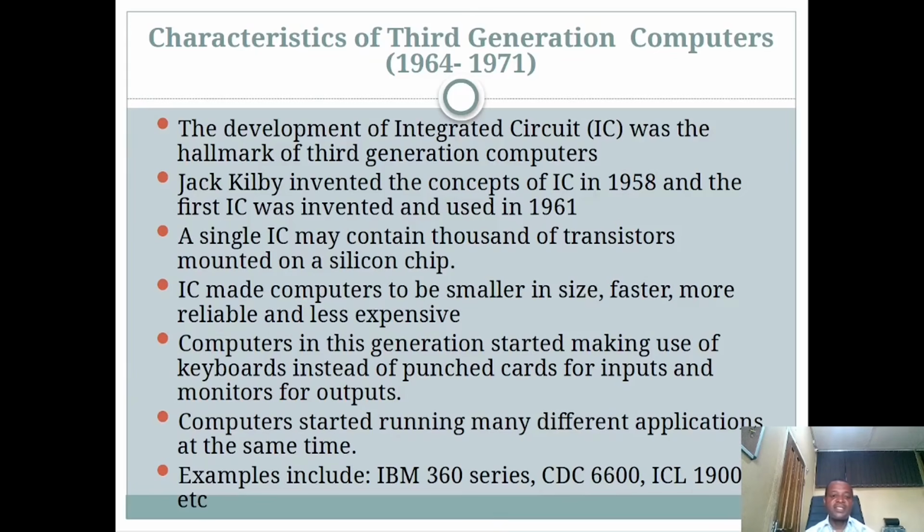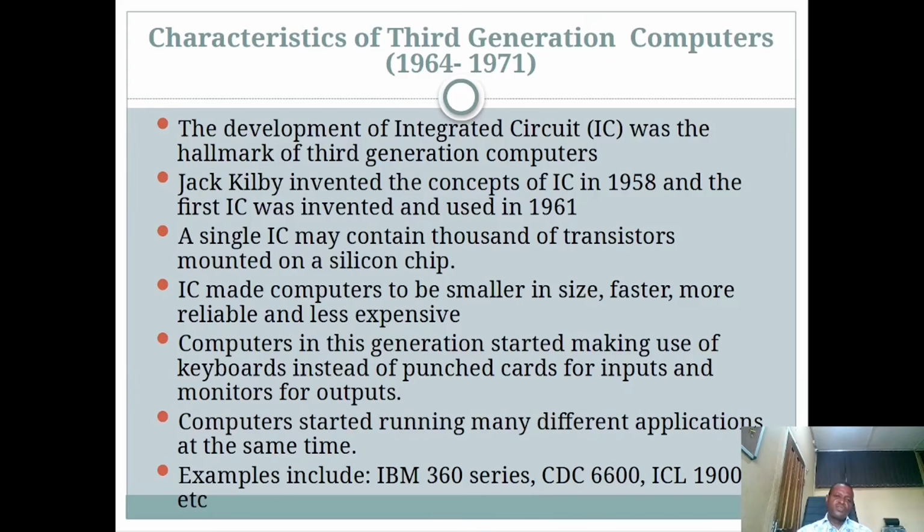Another characteristic is that we started having operating system. Operating system was invented during this period of time, and that made computer system start running many different applications at the same time.